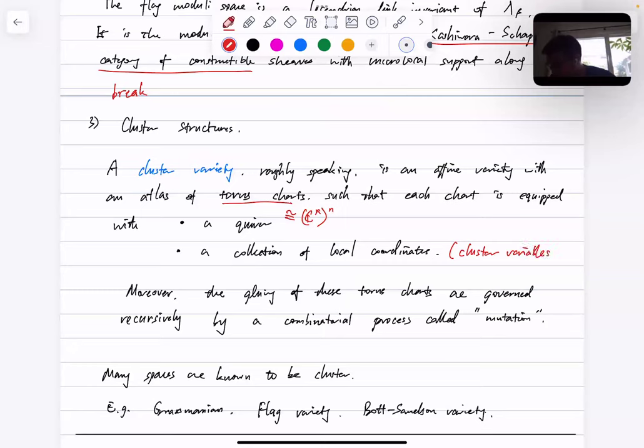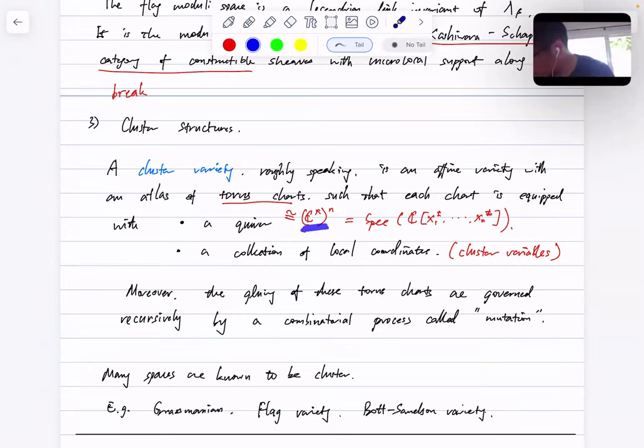You may have heard of these names, but cluster variables are local coordinates, in the sense that this (C*)^n is regarded as the Spec of C[x1^±1, ..., xn^±1]. So the coordinate ring of an algebraic torus is a Laurent polynomial ring, and these generators are the local coordinates. These are the cluster variables.